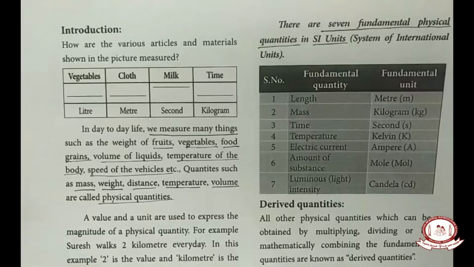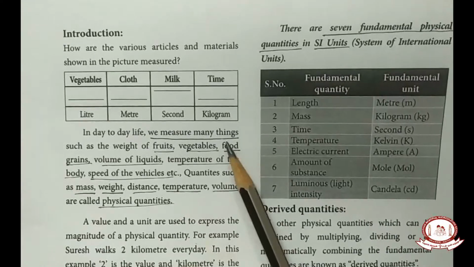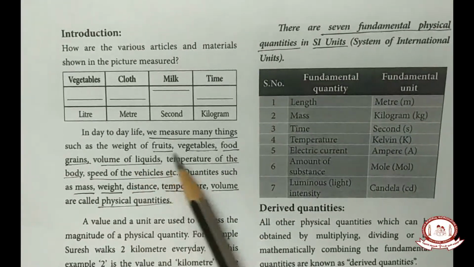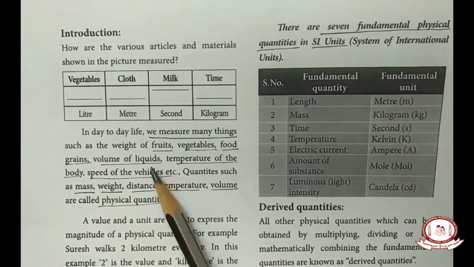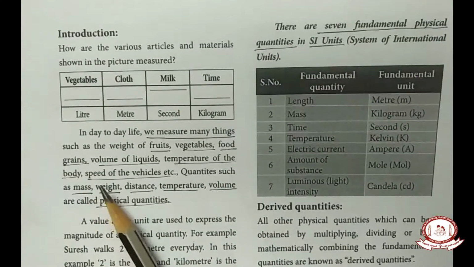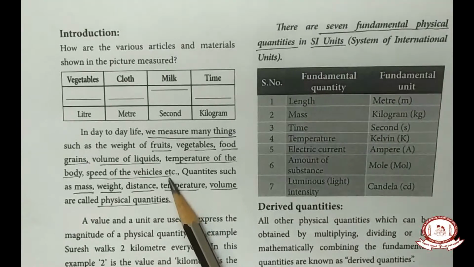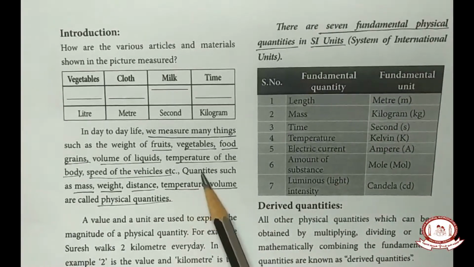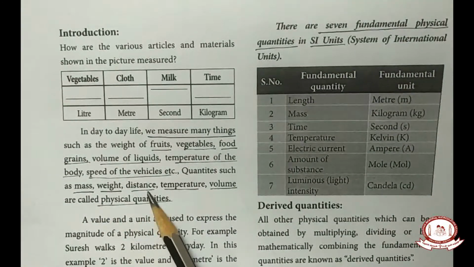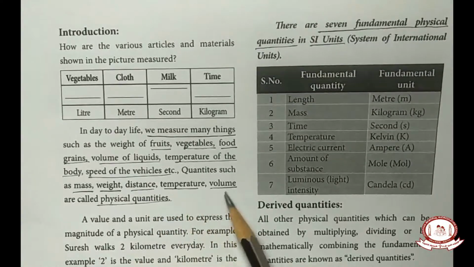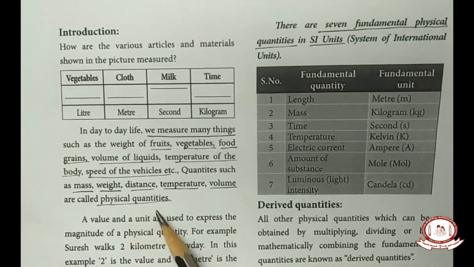Children, in our day-to-day life, we are measuring many things, no? What all are we measuring? We are measuring fruits, vegetables, food grains, volume of liquids, temperature of the body, speed of the vehicles, etc. We are measuring quantities such as mass, weight, distance, temperature, volume. These are said to be physical quantities.